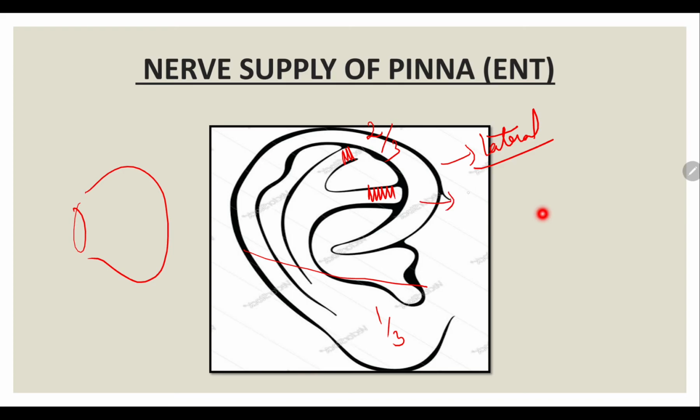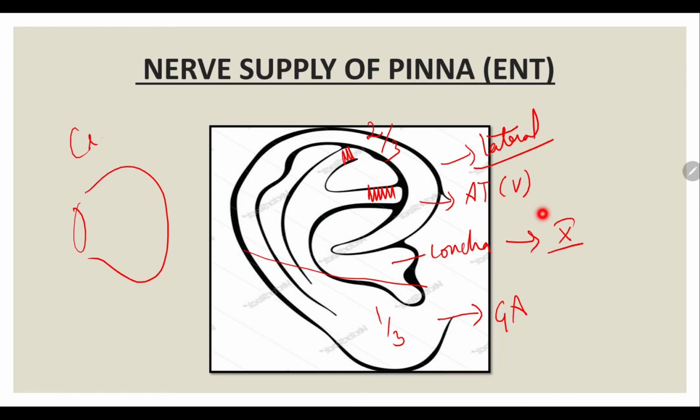So upper 2/3 is supplied by auriculotemporal, a branch of the fifth nerve, and then lower 1/3 is supplied by great auricular nerve. In between, what we have is the concha. So this concha is supplied by our vagus nerve as well as the seventh nerve.